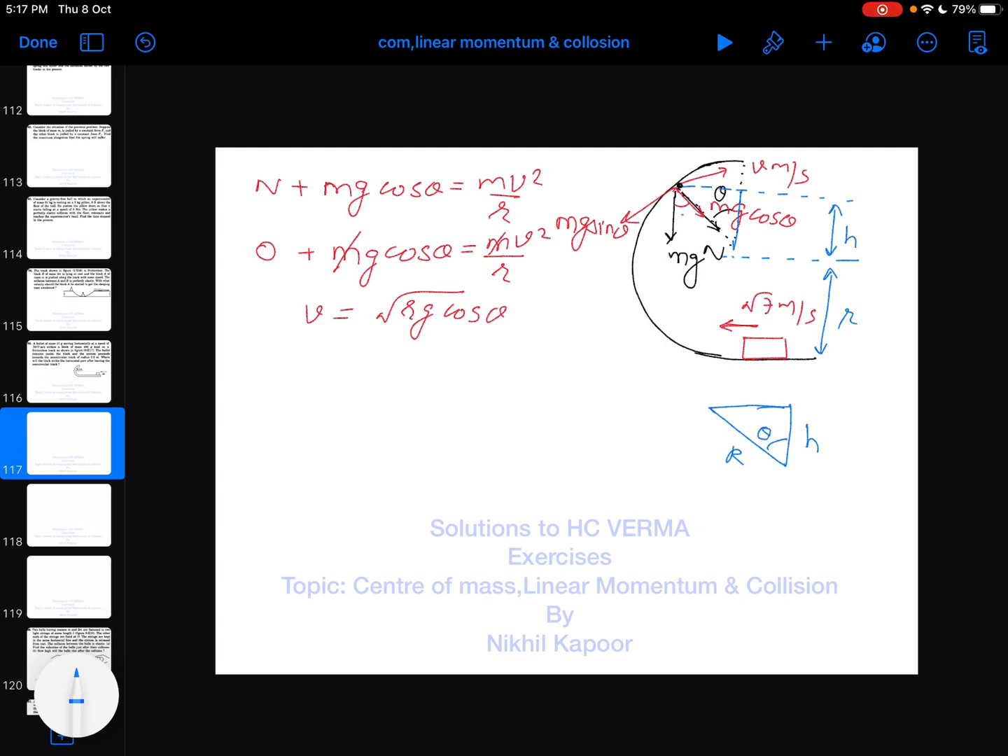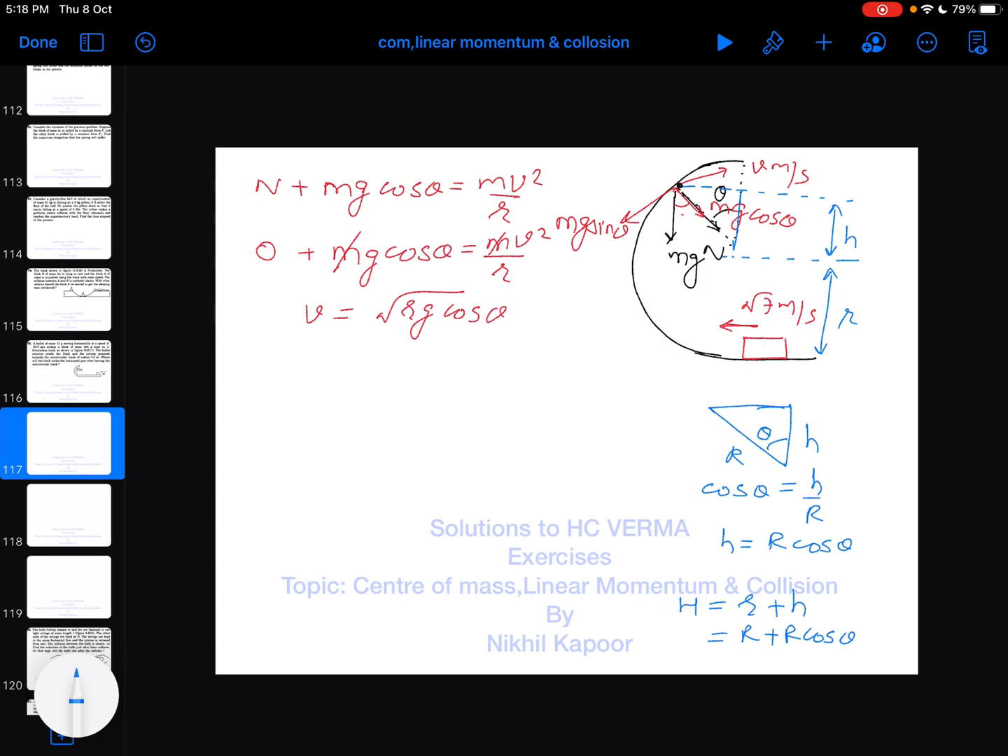In order to find h, I will apply cos theta, that would be side adjacent upon hypotenuse. So h will be equal to r cos theta. So the maximum height to which it is rising is r plus h, that is r plus r cos theta. Now by conservation of energy, we can find the position theta where it is losing the contact.